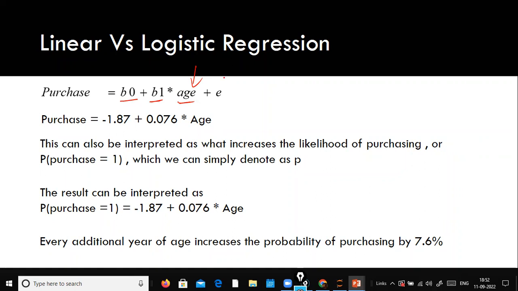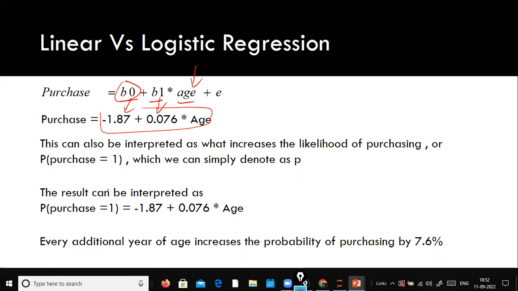See, the right side of the equation in logistic regression is the same as linear regression, the only difference is the left side of the equation. I will explain that a little later. Let's say your model estimated the value for B0, the intercept, as minus 1.87, and the slope is the estimated value like this. If you multiply this, the right side of the equation should give you the probability, and the probability value should be between 0 and 1. This result can be interpreted as the probability of purchase equal to 1. 1 means true, 0 means not true.